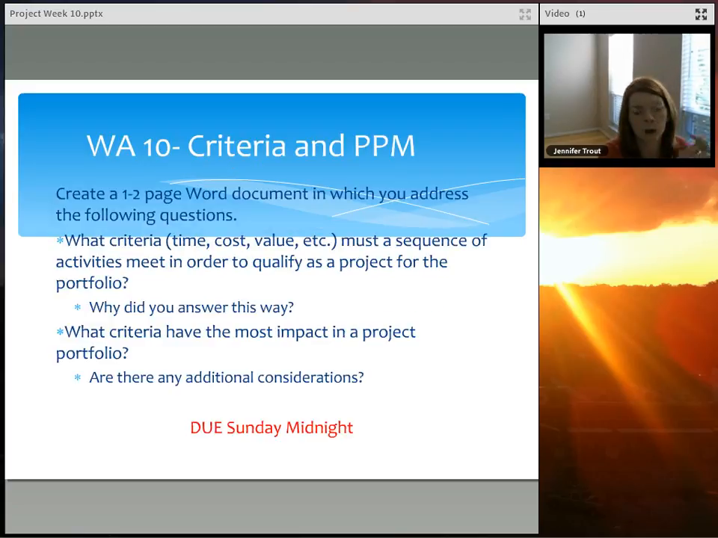Through your written assignment, we're going to be talking about PPM. Basically, you're going to write a 1 to 2 page Word document and address the following questions. What criteria, as far as time, cost, value, etc., must a sequence of activities meet in order to qualify as a project for the portfolio? Why did you answer it this way? And what criteria have the most impact on project portfolio management, PPM? Are there any additional considerations or concerns that you want to address? And remember, that is due Sunday midnight.